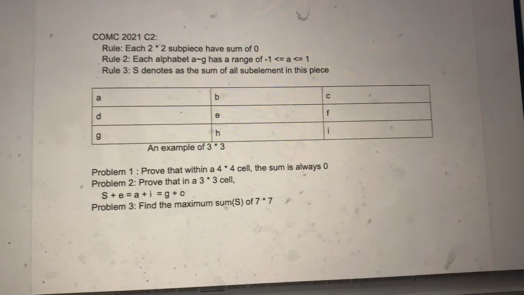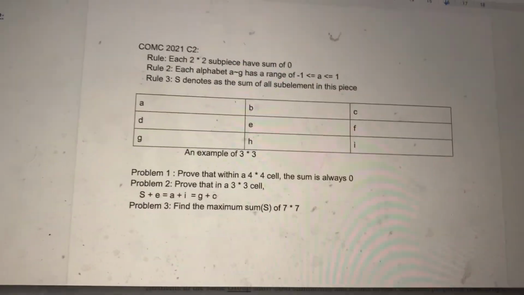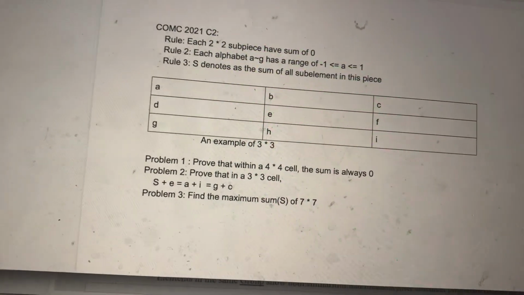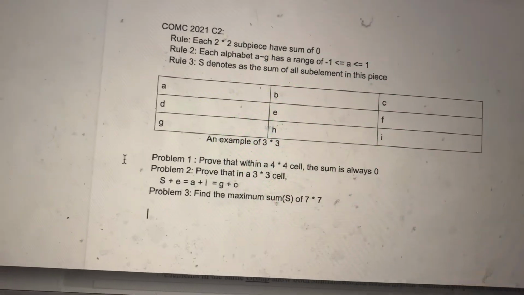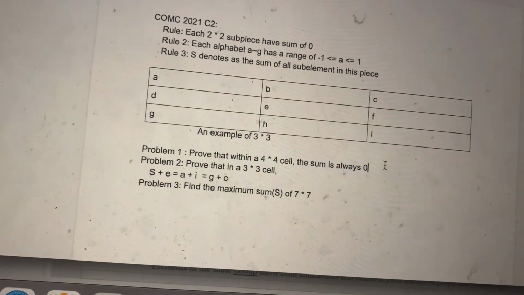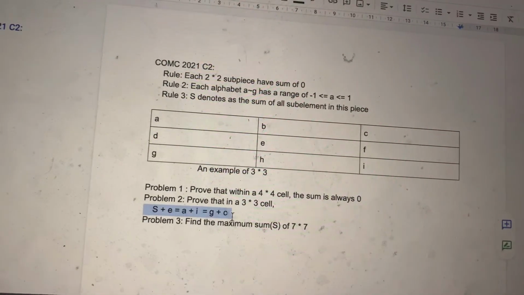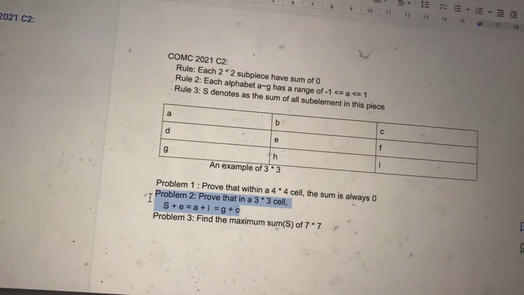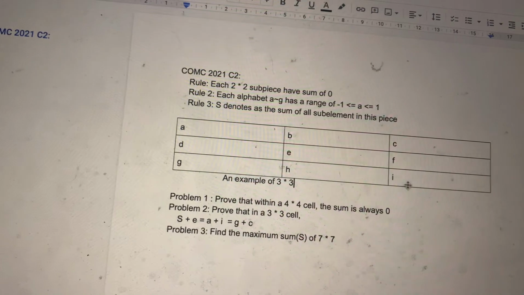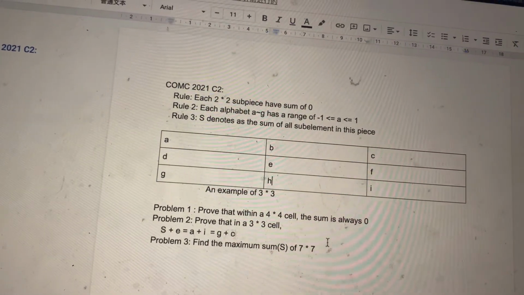So basically, this is the COMC C2 problem this year. This problem I would think is somewhat harder than the previous 2 years. Look at this problem. Problem 1 is still a relatively easy problem because it can be proved easily by dividing the graph. Problem 2, I think, is a bit difficult because you need a pretty good way of taking out this and this so that it can work, which is going to be pretty difficult.